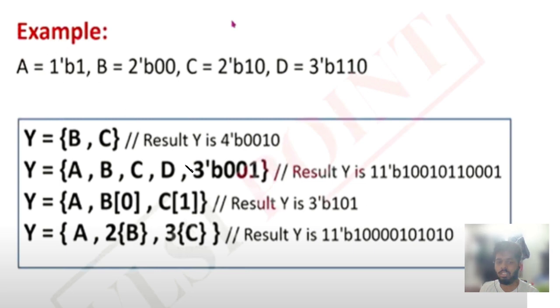Here is this. Let us see an example. A, B, C, and D are given. When we perform a concatenation operation between B and C, it bears a result of this. And when we perform a concatenation between A, B, C, and D, and C, B, 0, it bears a result. Similarly, these two examples are also doing a similar task.